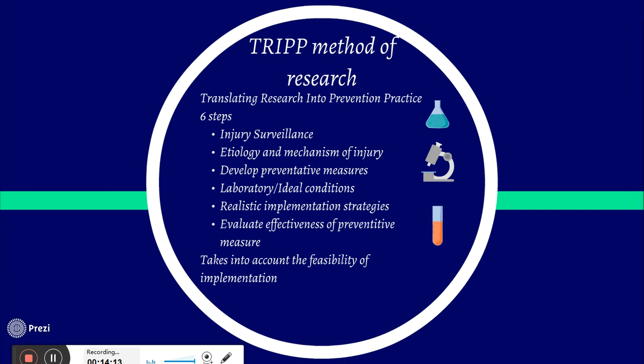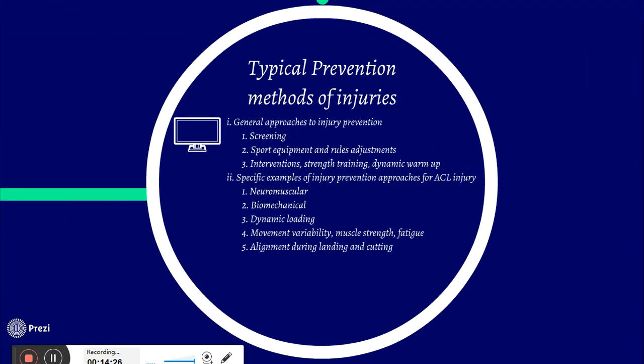As we're looking at research and trying to come up with prevention strategies, we need to look at these 6 steps to understand what steps we need to take and what information we need to collect.